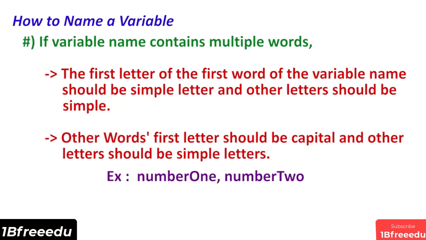For example, number1, number2. You can see in the number1 variable, there are two words, number and 1. The first word, number, contains only simple letters. And the second word, 1, the first letter is capital and other letters are simple. Right. That is how to name a variable. Okay guys, in this video we discussed naming conventions. In the next video, I will explain comments.